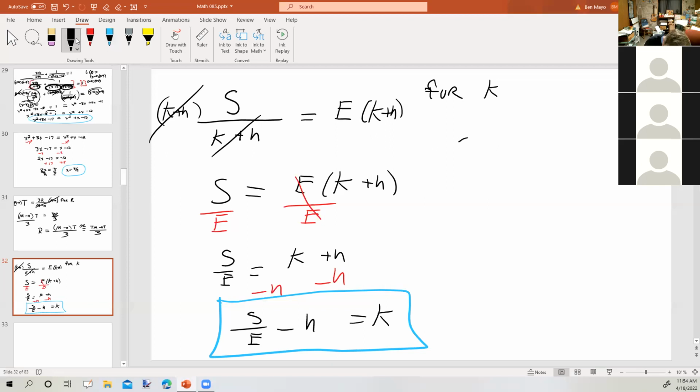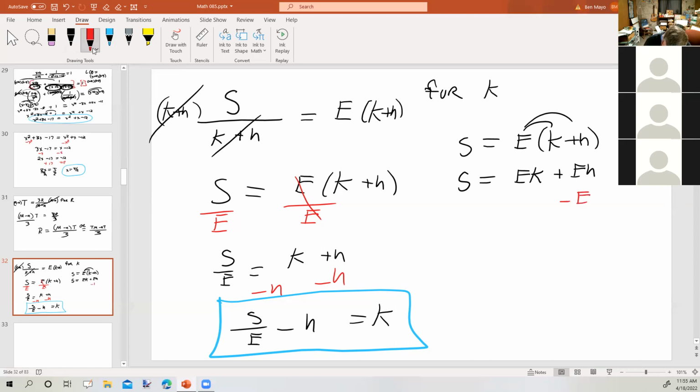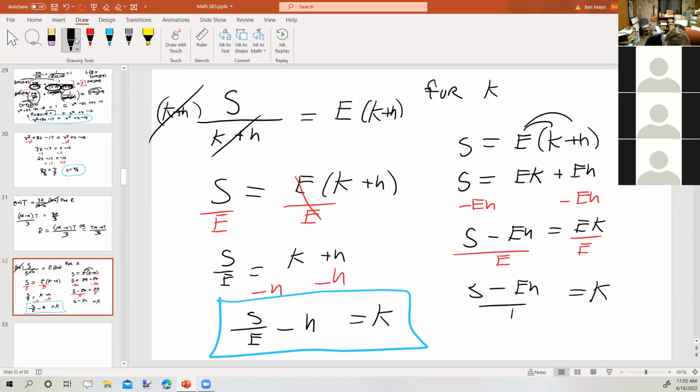Now let's go back to here. And let's distribute instead and see how that comes out. So here, my next move would be to subtract EH from both sides. So S minus EH equals EK. And then I'll divide both sides by E. So K equals S minus EH over E.